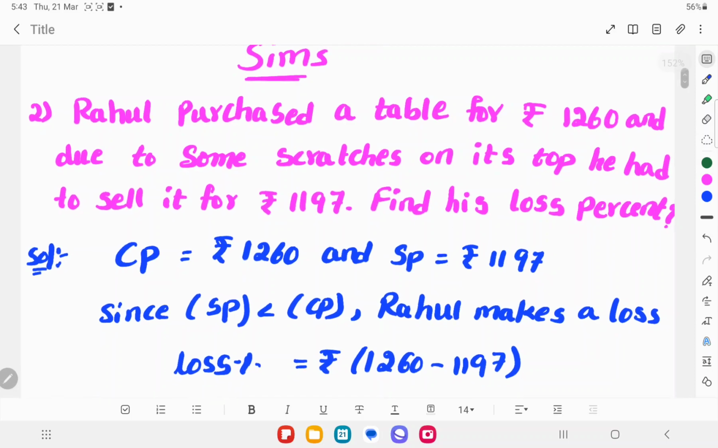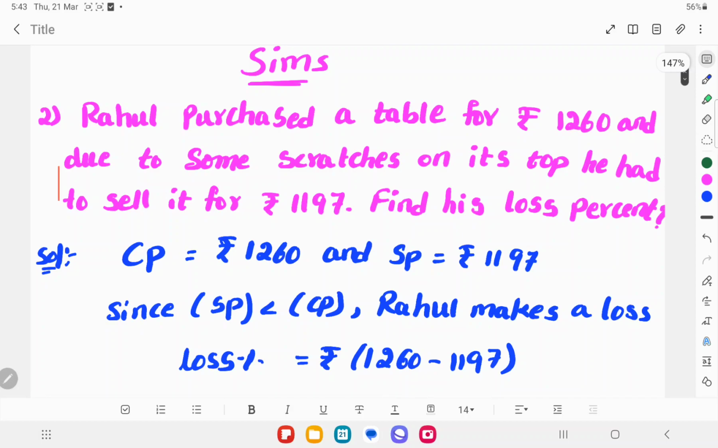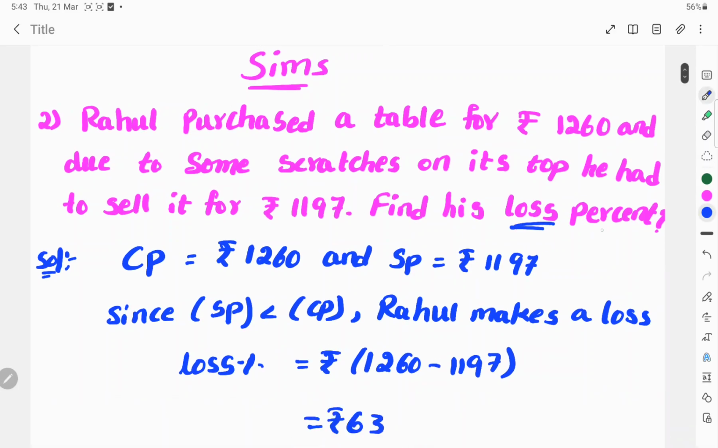Here you find the loss percent. Clearly, we purchased for 1260 rupees, but we sell for 1197. That means there is a loss, so you find the loss percent. Let's see the solution.